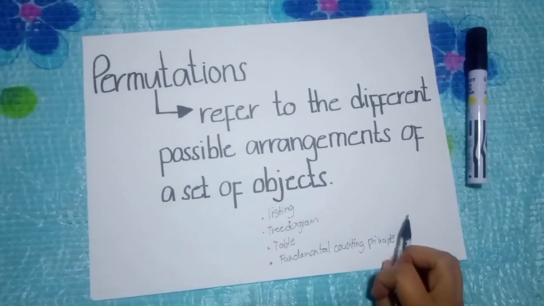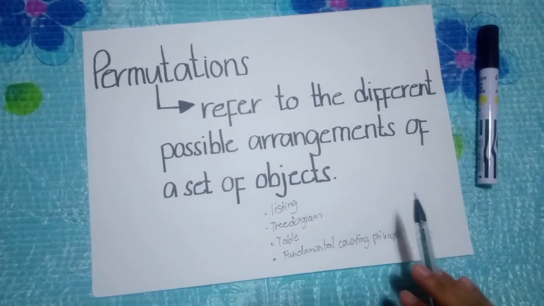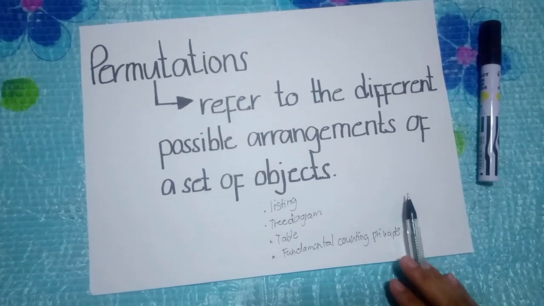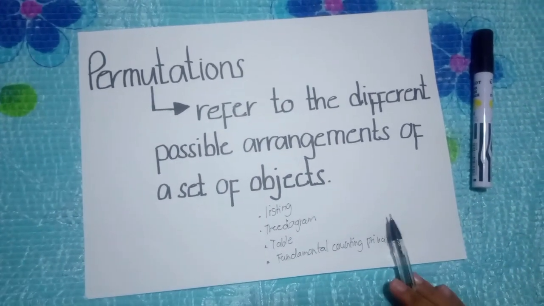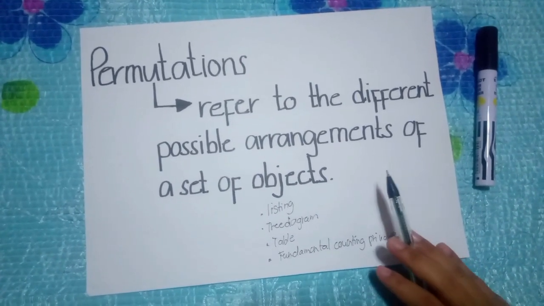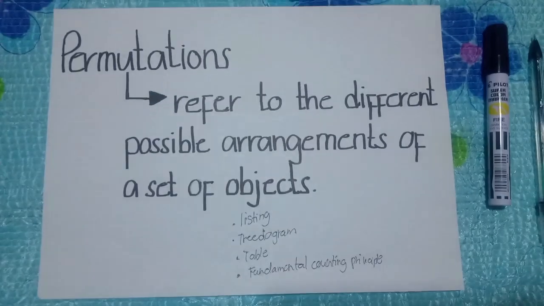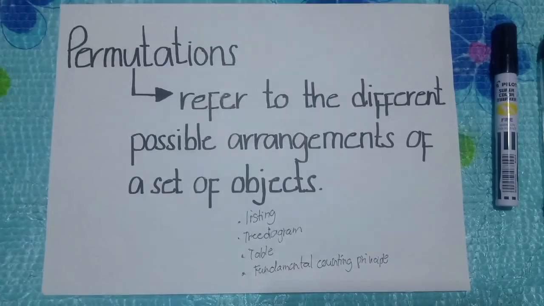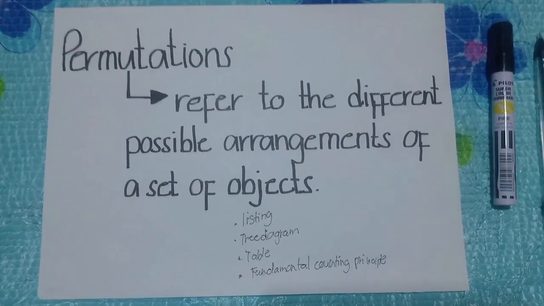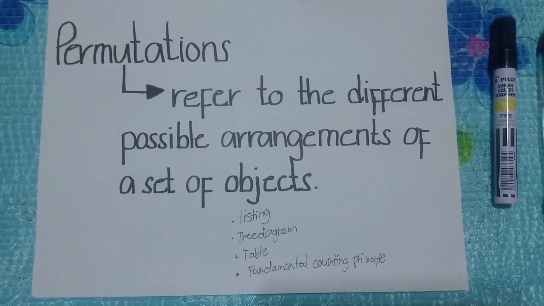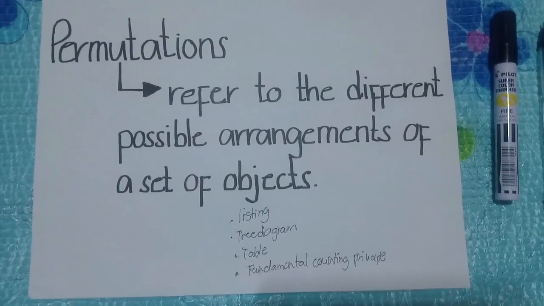Examples of permutation are arranging four different shoes on a shoe rack, or creating a password on your phone or ATM card. Now we have a situation where we will use listing, tree diagram, table, and the fundamental counting principle. So here is the situation.